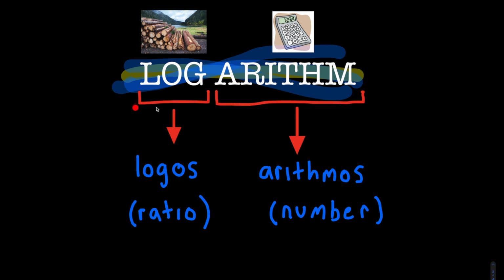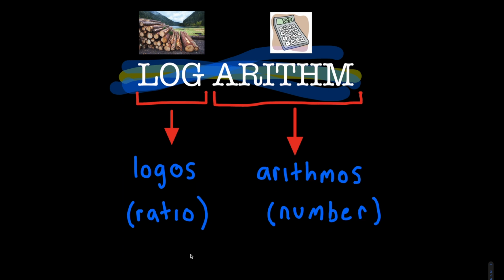So the word logarithm is of Greek origin. The first part, log, comes from logos, and that means ratio, so we can think of that as magnitude. And arithm is from arithmos, and that means number. So logarithms really allow us to see these numbers as magnitudes.